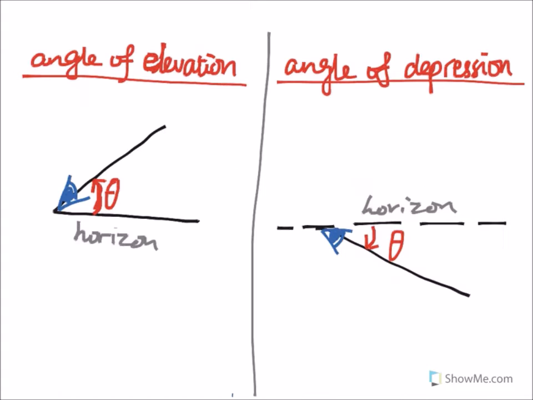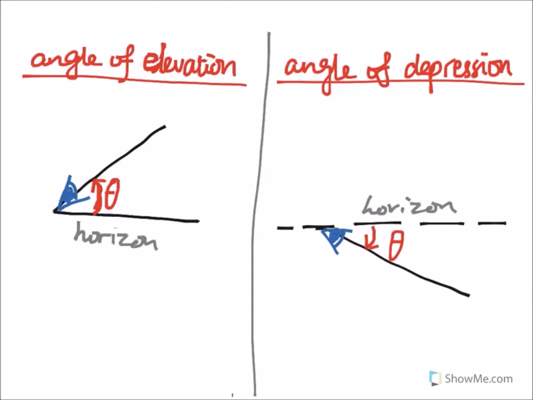This is the answer. And now let's look at two new concepts, angle of elevation and angle of depression. In this case, two lines matter. The first line is the line of horizon, and the second line is the line of sight.